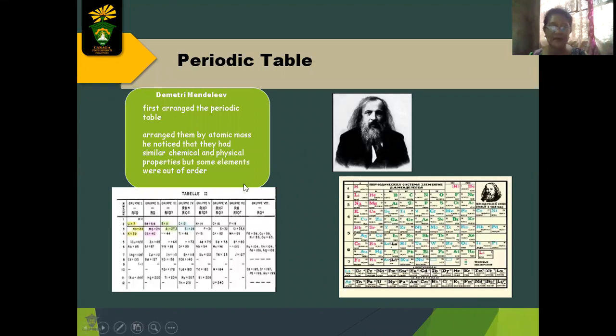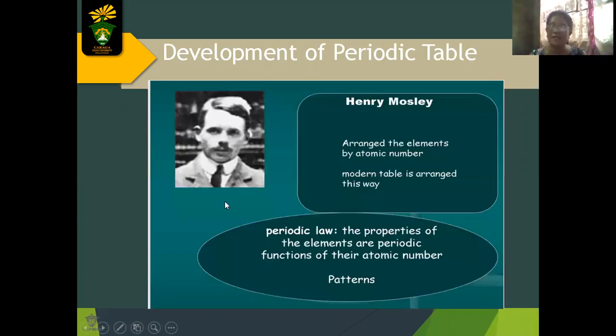His basis is increasing. He arranged it with increasing atomic mass. Later on, it was Henry Moseley. Henry Moseley arranged the elements by atomic number, unlike Mendeleev, who arranged it by means of atomic mass. And this is now the so-called modern table. During the time that Mendeleev arranged it, he found out there were some discrepancies.